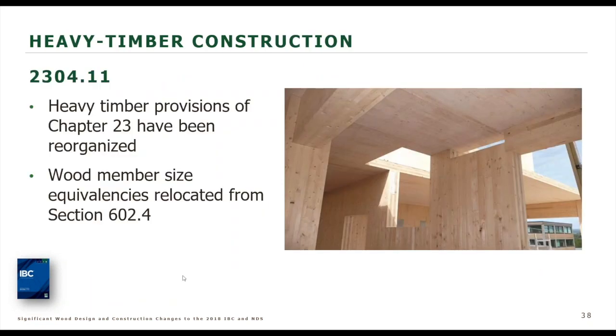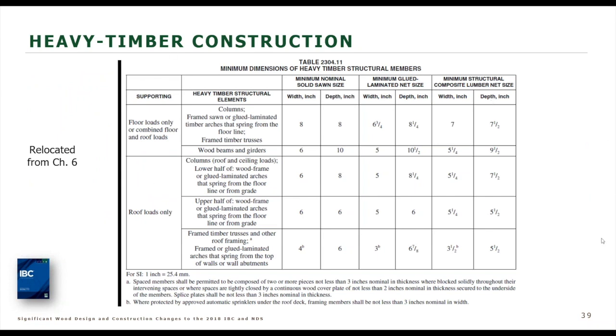The heavy timber construction, Type 4 construction, as I mentioned, was in Chapter 6, and now it's been migrated to Chapter 23. We see a new table here in Chapter 23. Previously, there were only the sizes when it was in Chapter 6, and now we have more information to make the table more user-friendly, where we have what roof loads or floor loads it's supporting, and then the element that we're talking about. And note that we have nominal sizes for solid sawn lumber, and then we have the actual sizes for glue laminated timber and structural composite lumber.